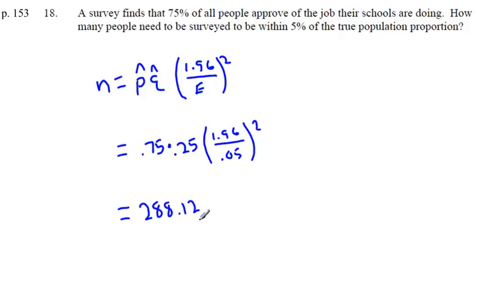So having a decimal answer like 0.12 doesn't make much sense. Now, careful, don't round this answer down because 288 people would not quite be enough. We need to survey 288.12 people, so in order for that to happen, we need to round up. So we should really survey 289 people.